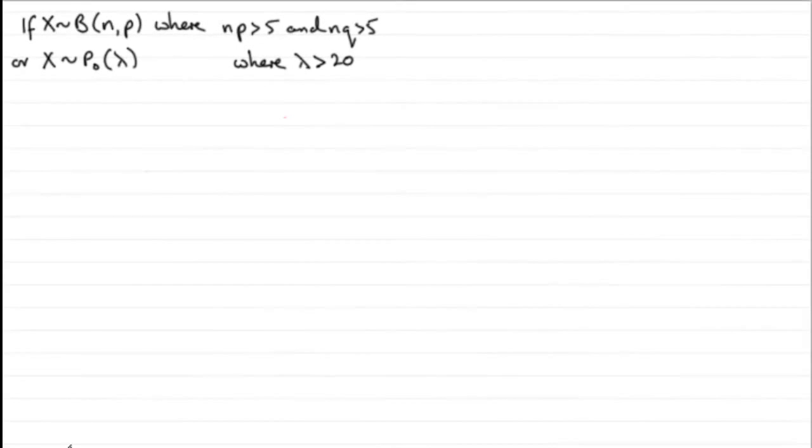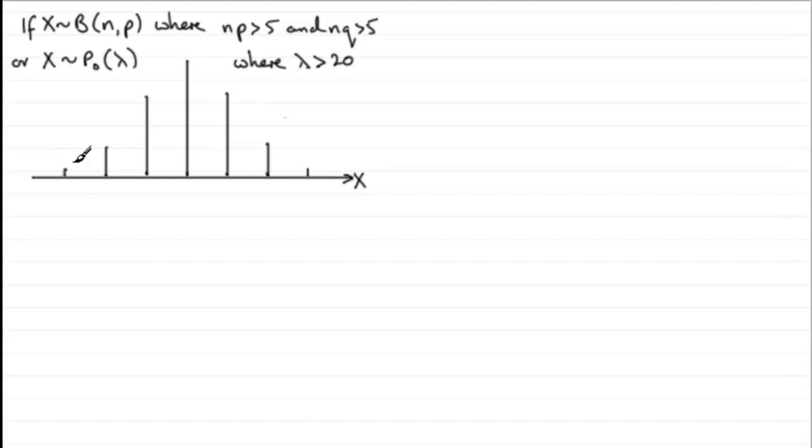Hi. Now if you have a discrete random variable x, which either follows a binomial model with parameters n, p, or it follows a Poisson model with parameter lambda, the mean, then under certain conditions for a binomial where n times p is greater than 5 and n times q is greater than 5, q being the probability of failure, 1 minus p, or for a Poisson where the mean lambda is greater than 20, then if these conditions are true and we were to plot the probabilities associated with various values, we would find that we would get a distribution that was shaped something like this.